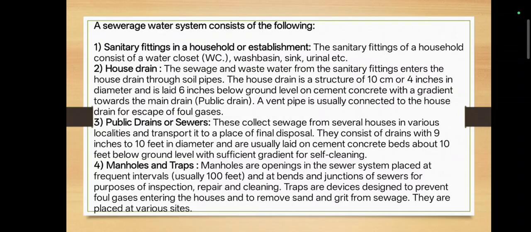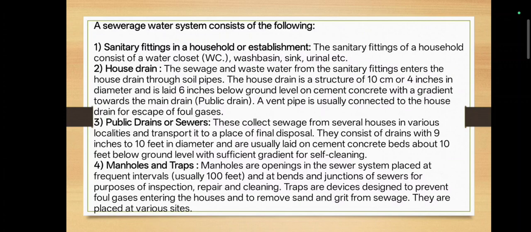A sewerage system consists of the following: sanitary fittings in a household or establishment. The sanitary fittings of a household consist of water closet, wash basin, sink, urinal, etc. House drain. The sewage and wastewater from the sanitary fittings enter the house drain through soil pipes with a gradient towards the main drain. A vent pipe is usually connected to the house drain for escape of foul gases.